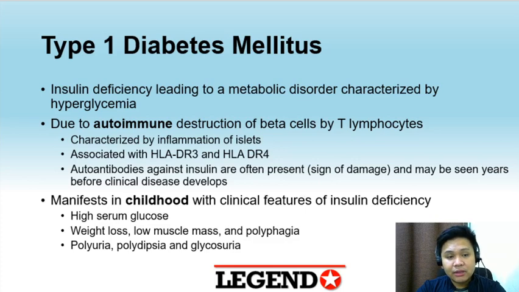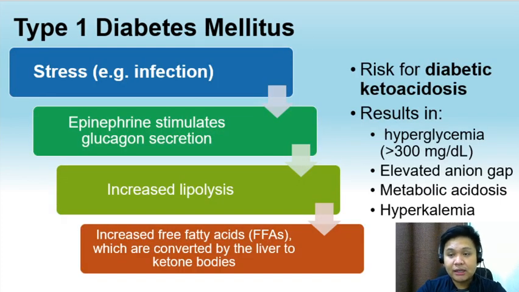Now, type 1 diabetes mellitus patients characteristically have a high risk for diabetic ketoacidosis. Diabetic ketoacidosis often manifests after stress. So if the patient with type 1 diabetes mellitus is exposed to severe stress like an infection, the patient can develop DKA or diabetic ketoacidosis. So we have here the pathophysiology of this diabetic ketoacidosis.